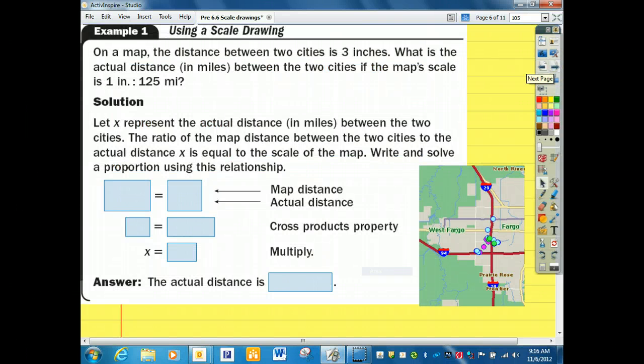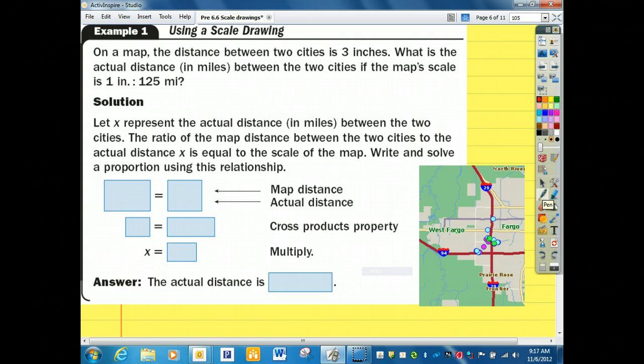All right. On a map, the distance between two cities is 3 inches. What is the actual distance in miles between the two cities if the map's scale is 1 inch to 125 miles? What are we going to do? What have we been doing in this chapter? What are we going to set up? Excellent. Proportion. And actually, I like the boxes on the proportions here today.